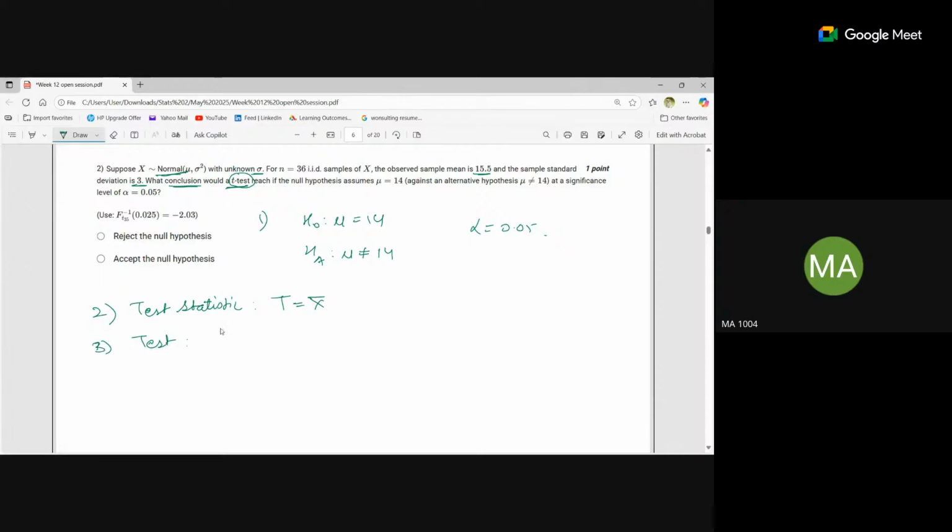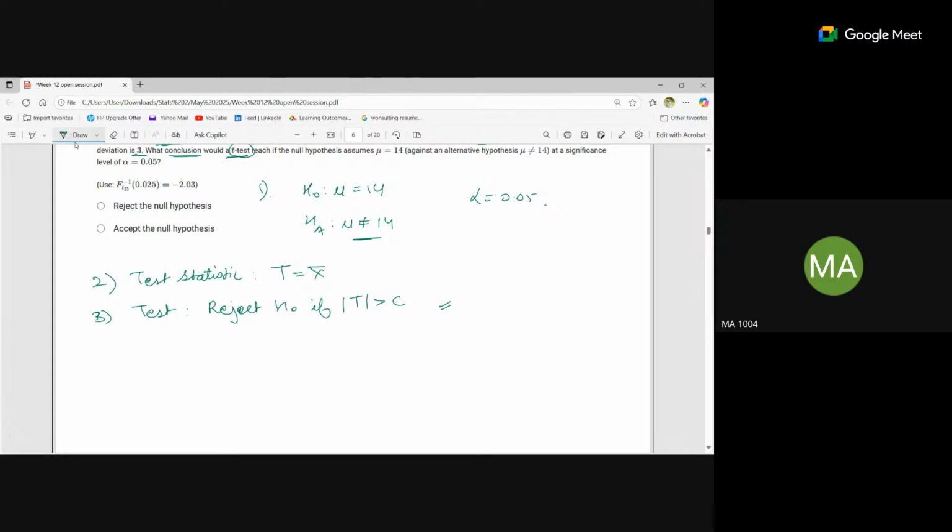Test would be what? If mu is equal to 14, I would be rejecting H naught if T is greater than C. The alternative is a two-tailed test, so it would be mod of T greater than C. Correct? Till the third step, is it clear? It's the same thing we did in week 11. We had the null hypothesis, we had some test statistic, and we had the test. Correct? Okay, fine.